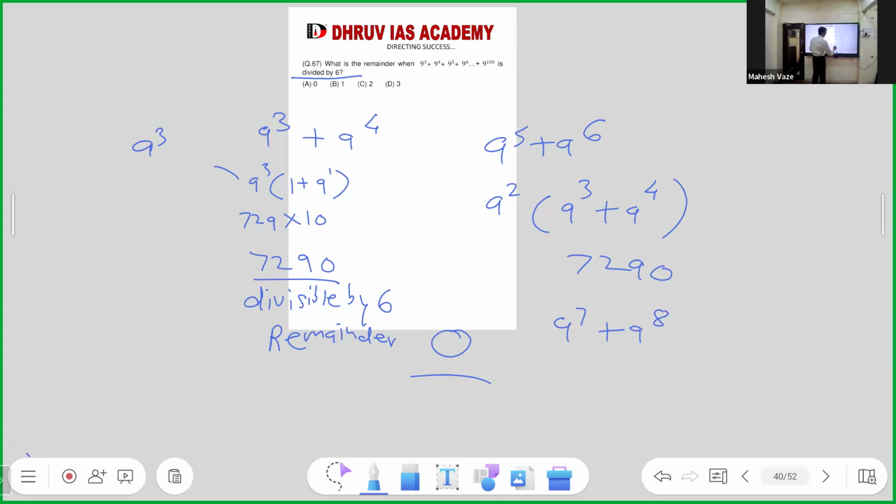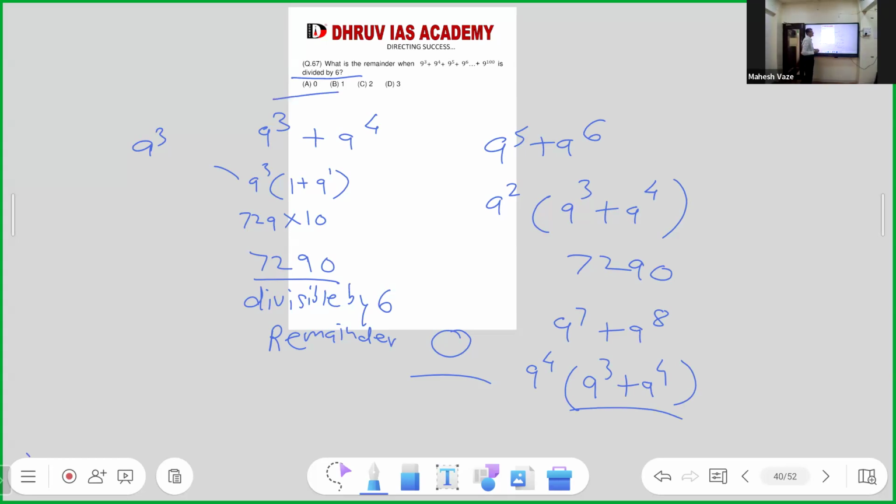Here also if you take 9 raised to 4 outside, it will be 9 raised to 3 plus 9 raised to 4, which is again 7290. So it is divisible by 6, which means its multiple will be divisible by 6. There will be such pairs, all divisible by 6. So their addition will also be divisible by 6, which means there will be a remainder of 0.